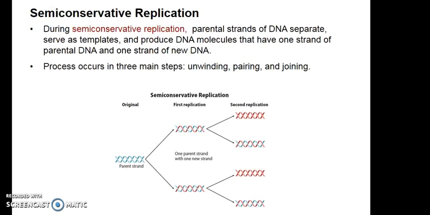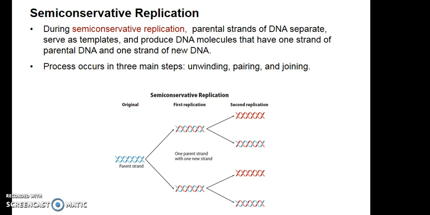During semi-conservative replication, parental strands of DNA separate. So we have a parental strand here, and this blue strand separates. One piece goes over here, and a second piece goes over here. These serve as templates and produce DNA molecules that have one strand of parent DNA and one strand of new DNA. In this case, the new is represented by red.